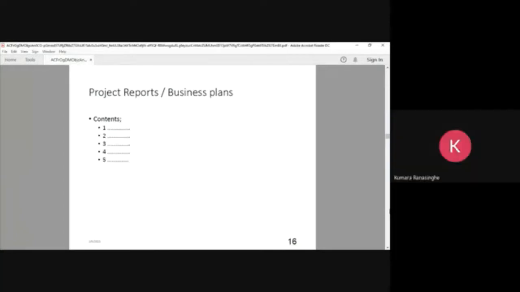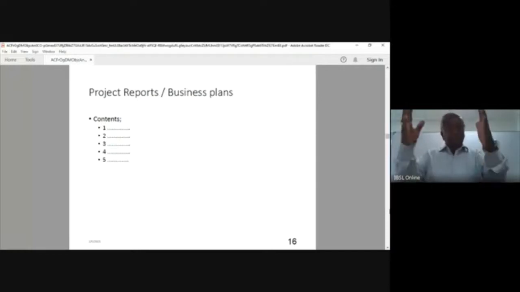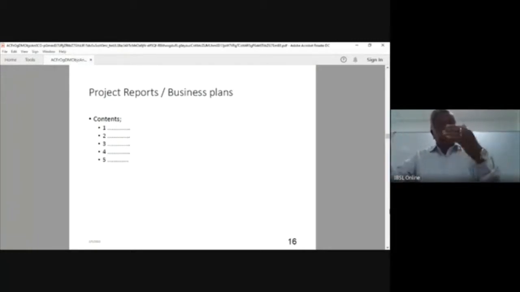Another important item is the project details they should give. What are they going to do when it is a project, a venture, a new business or an expansion of the business? In the case of project detail, in the case of business expansion detail, in the case of a new business, new business detail. Business details should be given.